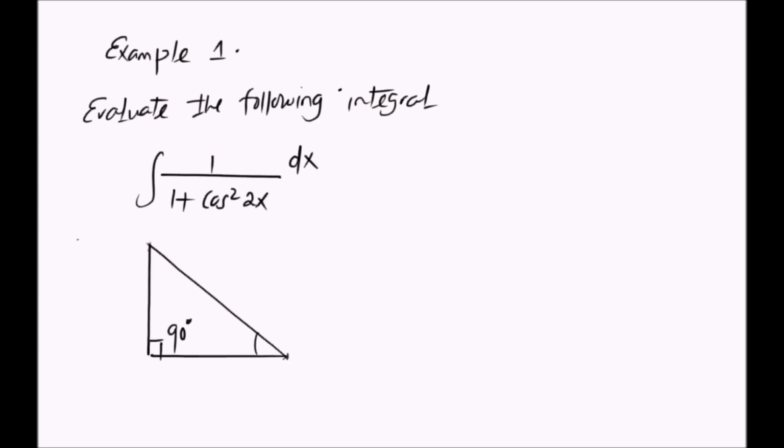Check out example 1. Example 1 inasema evaluate the following integral. So we have 1 over 1 plus cos squared of 2x with respect to x.